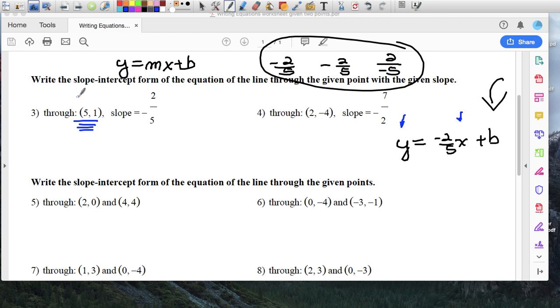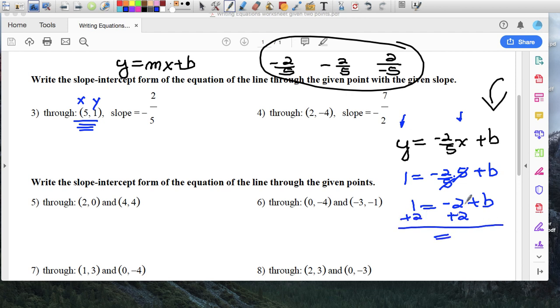Right? So remember, this is your x and this is your y. Well, let's use that. y is 1, negative 2/5 times x, which is 5, plus b. That now becomes a very simple equation. Let me just cross this out because 5 and 5 multiplying becomes just 1. So I have 1 equals negative 2 plus b. Add 2 to both sides, my apologies. That crosses out and b equals 3. So now I know my intercept is going to be 3.